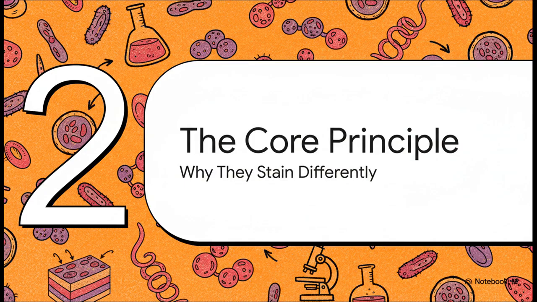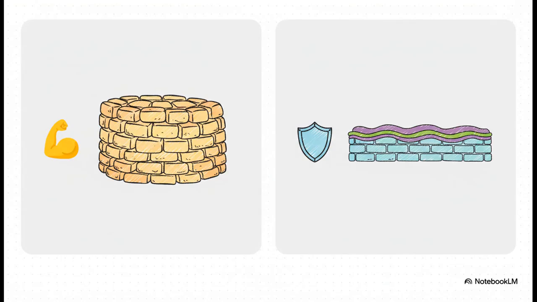Okay, so that leads to the million-dollar question. Why? Why do some bacteria hold on to one color while others end up with a completely different one? The entire secret, it turns out, is hidden in their cell walls. It all comes down to the cell wall.